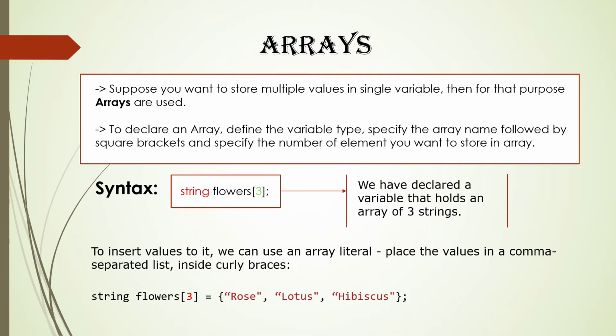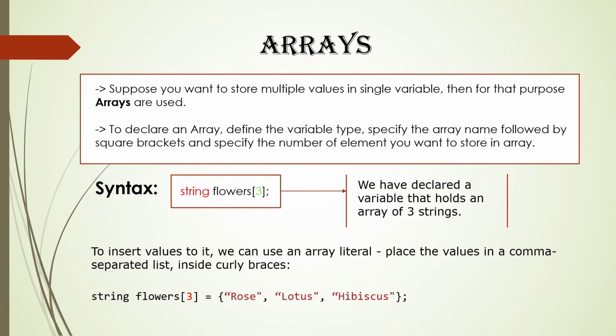So to declare an array, define the variable type, that is data type, then the array name, followed by the square brackets, in which you will simply specify how many elements you want to store in that particular array, followed by the semicolon. See the syntax here. I have created an array of string data type, then the array name, that is flowers, and in the square brackets I have given 3. That means I want to store 3 values of string data type in the array named flowers.